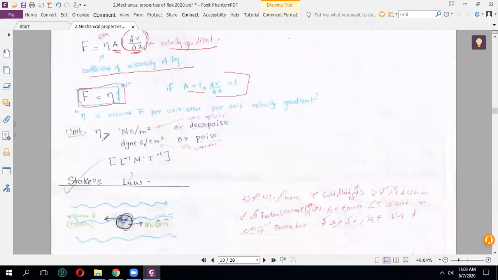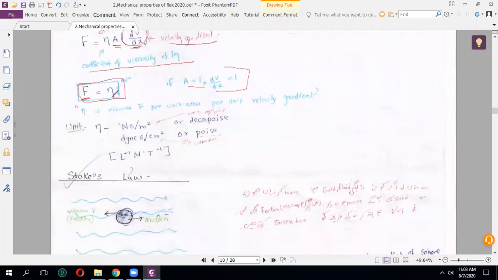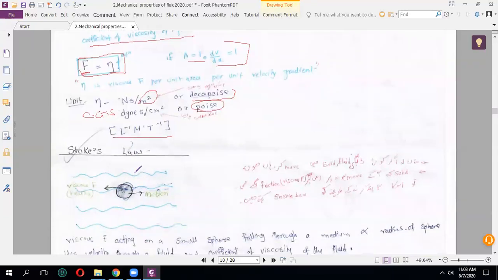Okay. So the unit of eta. See, the force and eta are equal, so the eta unit is the same as the force unit. What is the force unit? That is Newton second per meter square. Here the unit is also represented by decapoise, which is nothing but Newton second per meter square. Now the CGS unit is dyne second per centimeter square. Here poise means dyne second per centimeter square. Now the dimension is L minus 1 M1 T minus 1. We know how to find dimension.